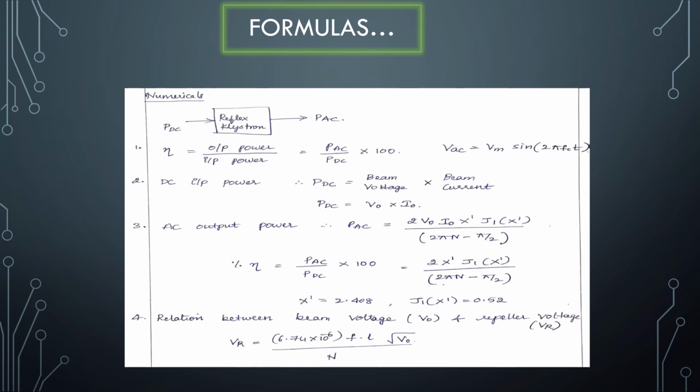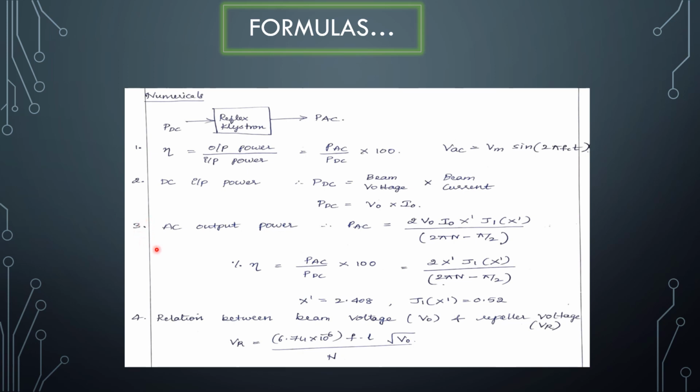The output voltage, which is denoted as the voltage of an AC current, is defined as Vm into sine of 2 pi FCT. And let us see the second formula, which is DC input power. The DC input power is the product of beam voltage and beam current. The beam voltage is denoted with V0 and the beam current is denoted as I0. Therefore, the power of an input DC current is defined as the product of V0 into I0.